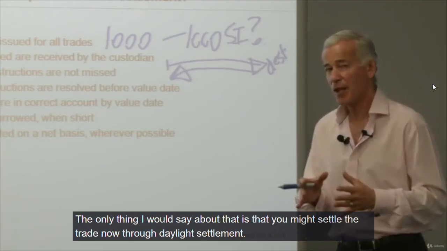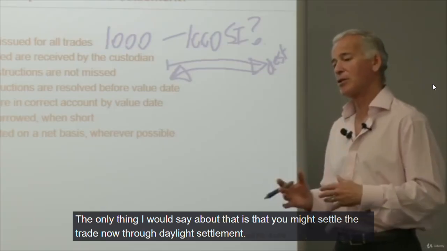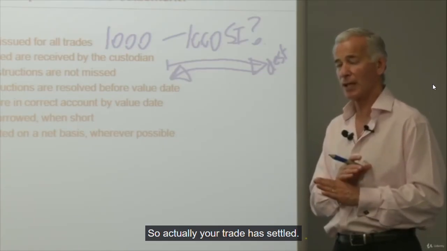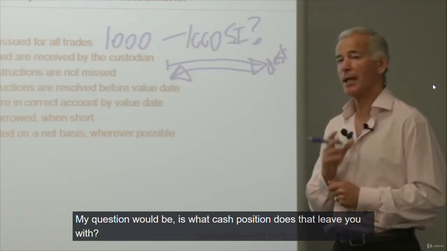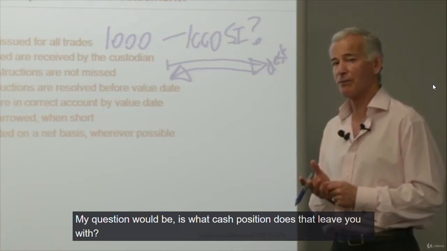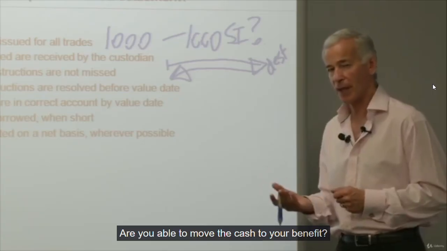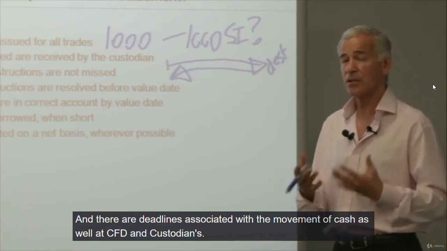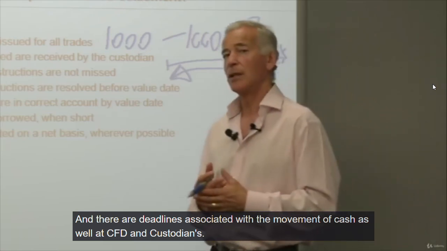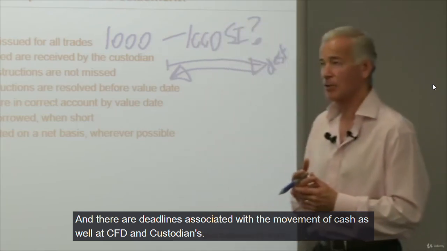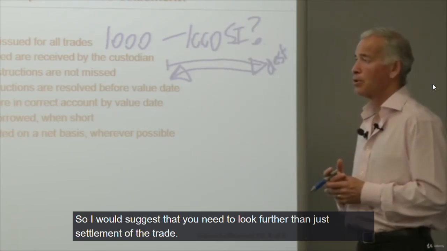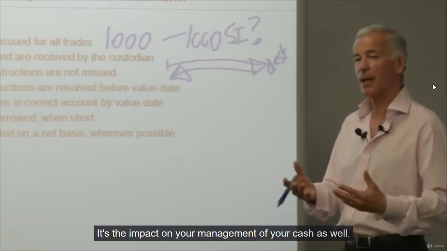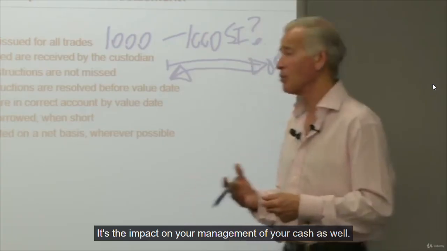The only thing I would say about that is that you might settle the trade now through daylight settlement, so actually your trade has settled. My question would be, what cash position does that leave you with? Are you able to move the cash to your benefit? And there are deadlines associated with the movement of cash as well at CSDs and custodians. So I would suggest that you need to look further than just settlement of the trade. It's the impact on your management of your cash as well.